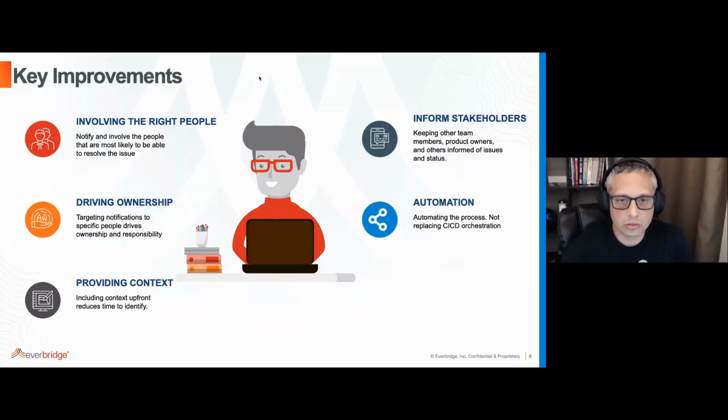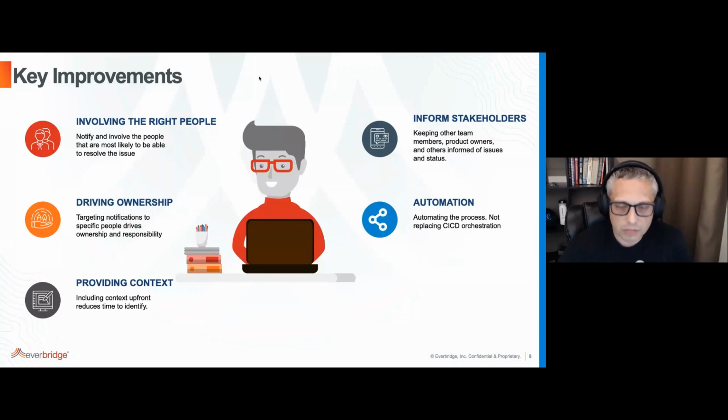So some of these key improvements: involving the right people. This is something we do in production all the time. We want to make sure we're involving the right people. Same thing we want to do in our pipelines. When there's issues or there's actions that need to be taken by a human, we want to make sure we're involving the right people. We want to drive ownership and responsibility. If there's not a sense of ownership and responsibility, then things take longer to resolve or action to be taken, because everyone's busy and if everyone's notified, they're going to pass it off.